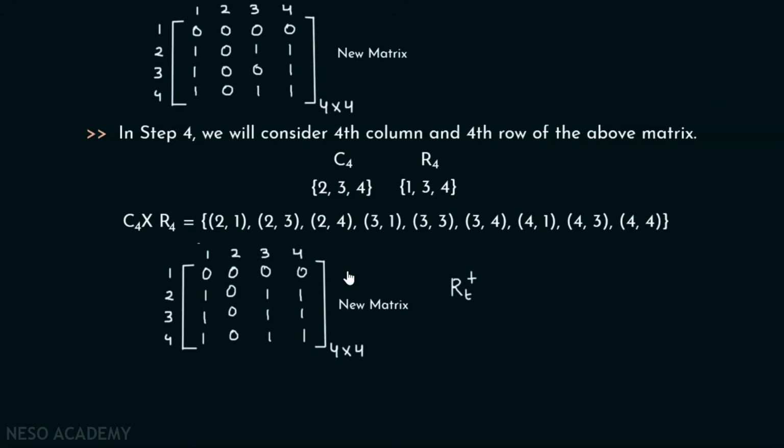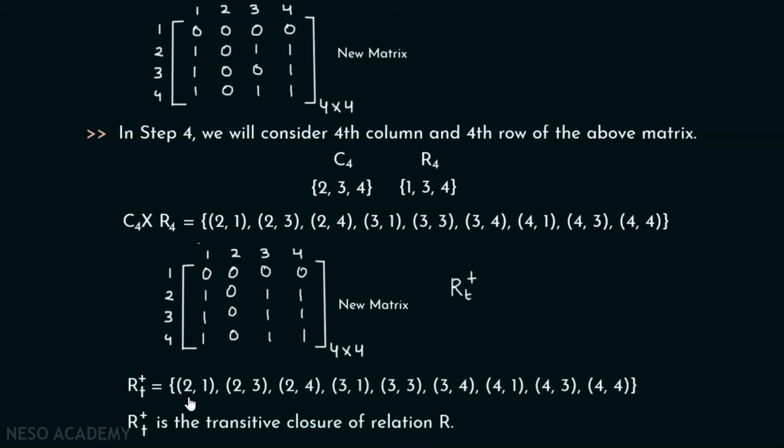I have told you that we have to find the transitive closure using Warshall's algorithm, and according to Warshall's algorithm, if there are 4 elements in a particular set, then 4 steps are required. We have completed all the 4 steps and this is what we have obtained. This is RT plus, right? RT plus is nothing but (2,1), (2,3), (2,4), (3,1), (3,3), (3,4), (4,1), (4,3), (4,4). As simple as that. And let me tell you, this is the transitive closure of relation R. Okay? That's it. This is all about Warshall's algorithm.